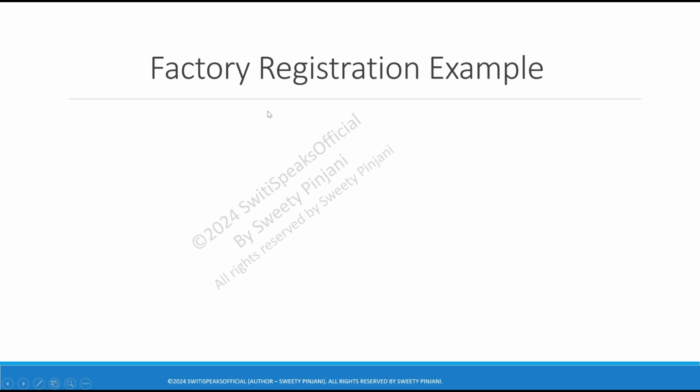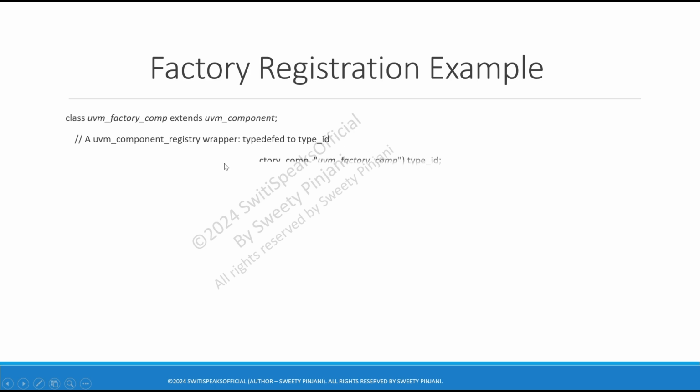Now let's see a coding example for factory registration. I have a class uvm_factory_comp which extends uvm_component. It means this is of the type uvm_component. It is a component, not an object. Here, as we said, first you will need a UVM component registry wrapper, which is typedef to the type_id. This is the first prerequisite.